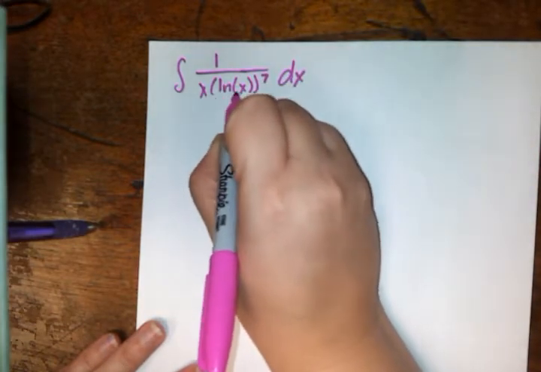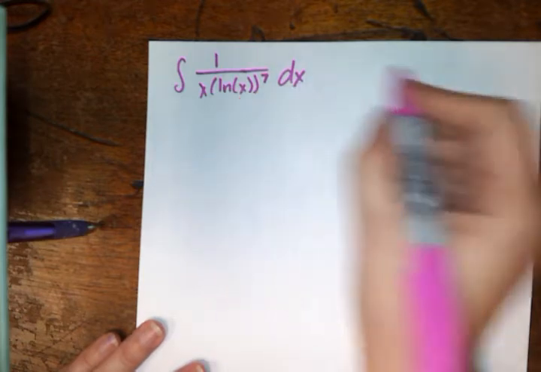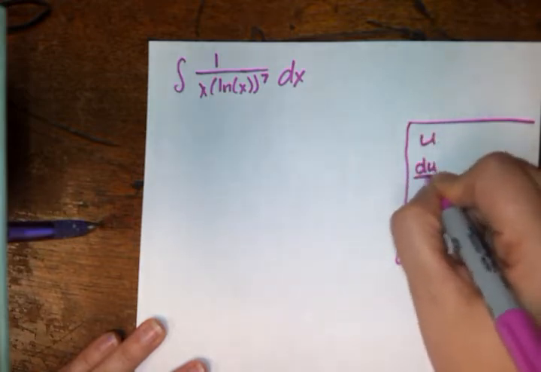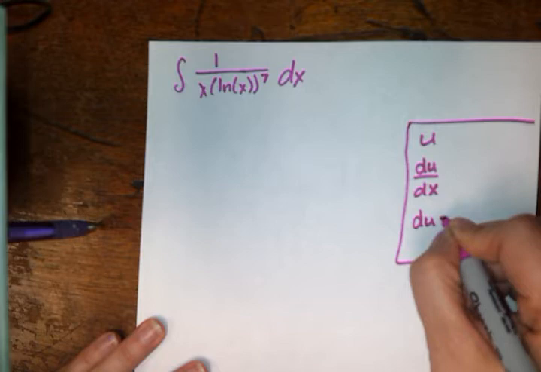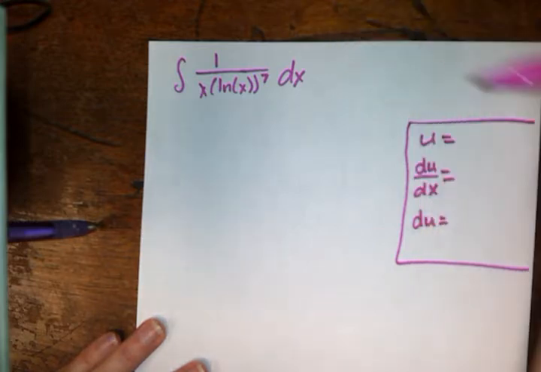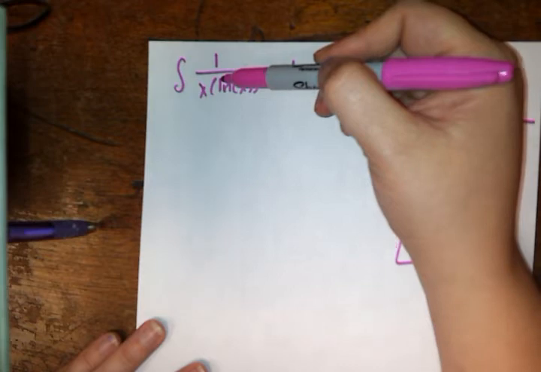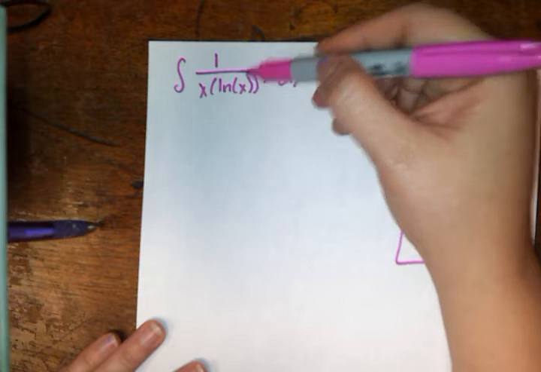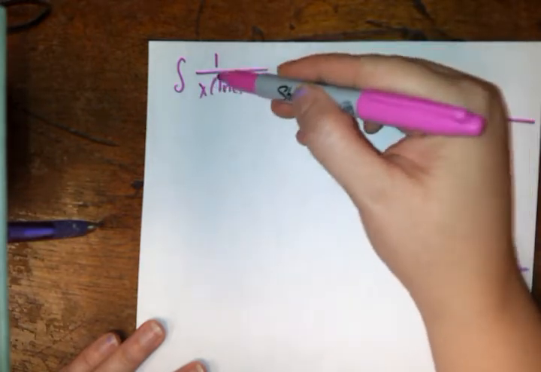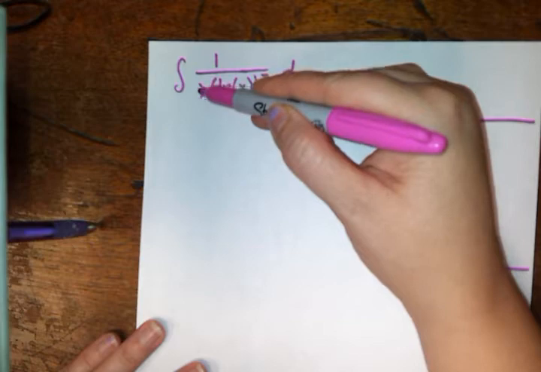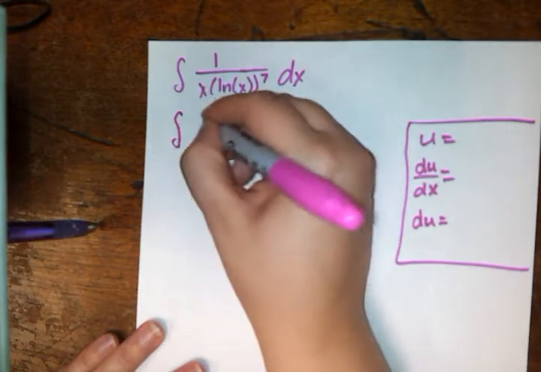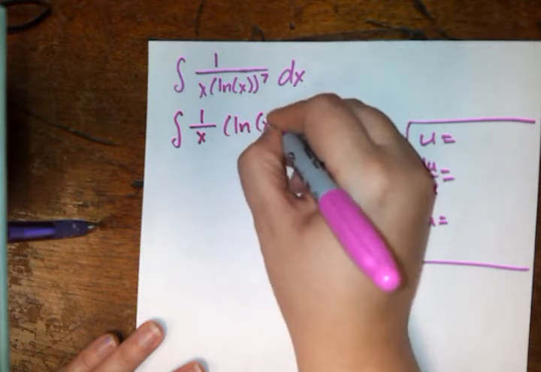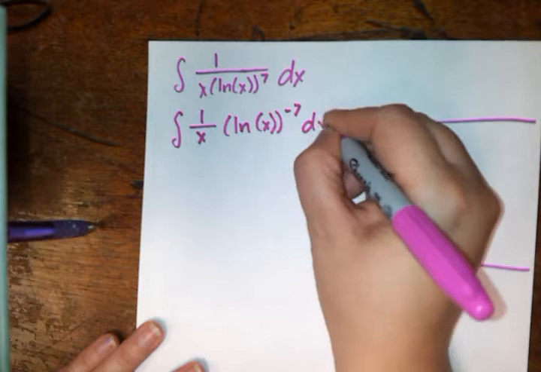because we know what the derivative of the natural log of x is, right? And we know that when we do this u, du, dx process over here, we have to take a derivative of something. If I took the derivative of this natural log of x, I would get 1 over x. So I can see myself using this to cancel out that, which tells me that maybe I should rewrite this as 1 over x times the natural log of x to the negative 7th dx.